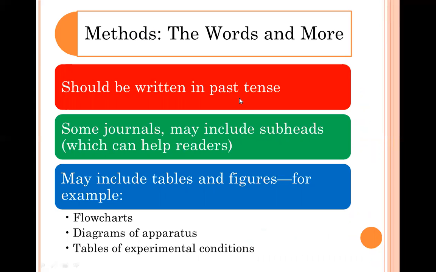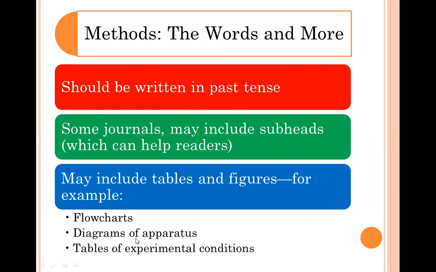For example, when you're talking about the methods you followed in conducting a particular lab experiment, you can have a flow chart. A flow chart tells graphically what the various stages and steps are in conducting your research. You can show the diagrams of apparatus. Whatever apparatus you used, you can show the diagram of your apparatus in your method section.